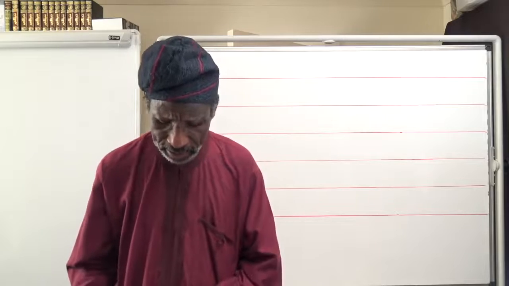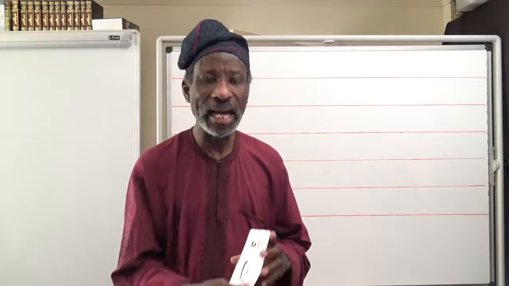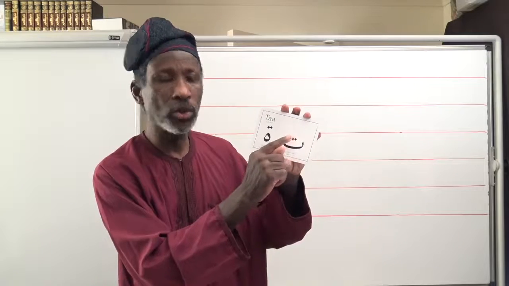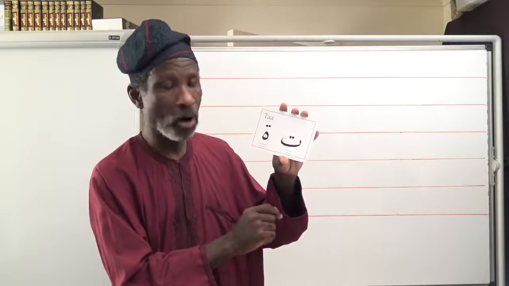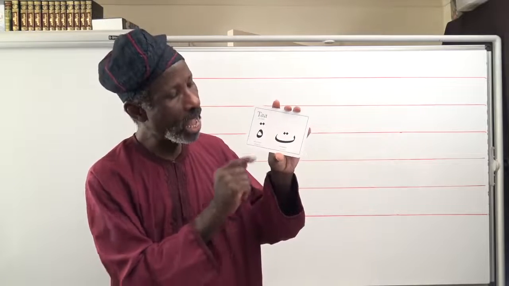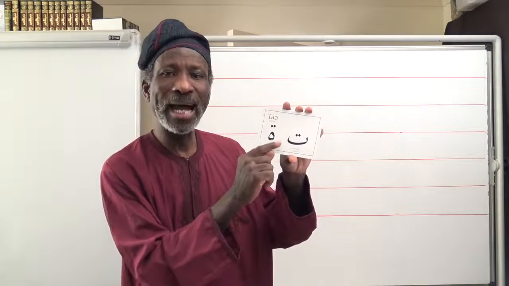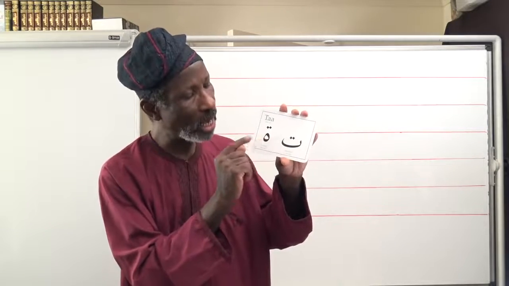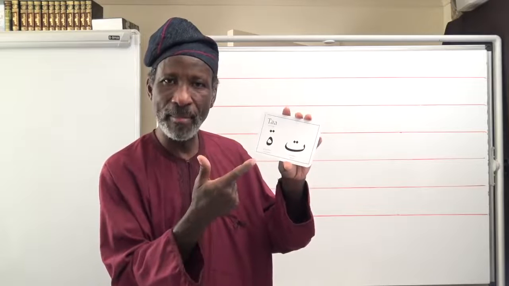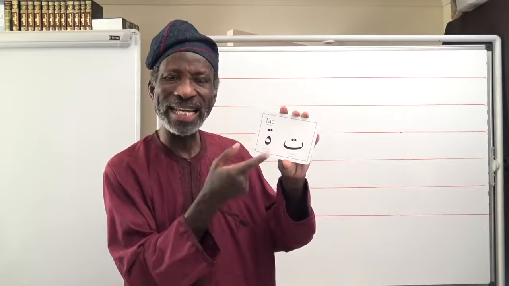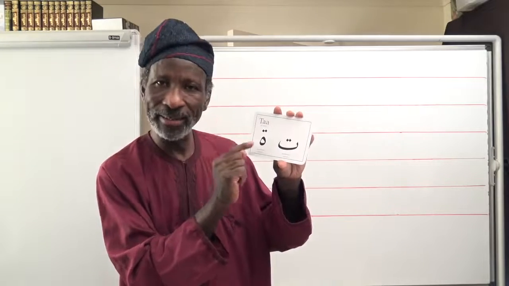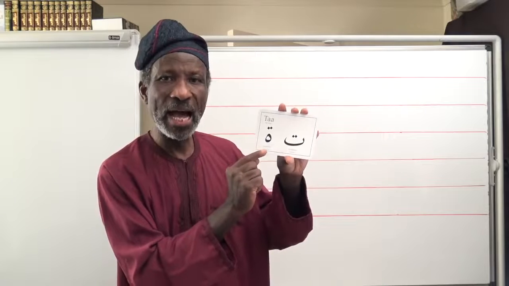Now the next letter, letter number 3, is Ta. Ta is the same shape as Ba, but with two dots above. That's the letter Ta. And there's another Ta which we call Ta marbuta, tied up Ta. This is Ta maftuha. Tied up Ta, particularly when you start learning grammar, is one of the important signs to say that this word is feminine in Arabic. So it's called Ta marbuta, but it is still nevertheless Ta. So Ta maftuha and Ta marbuta.